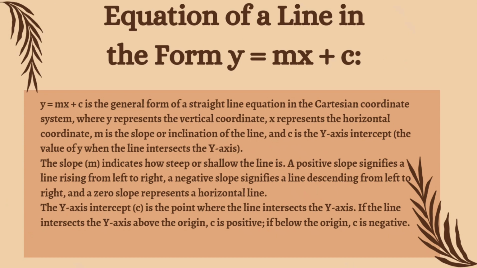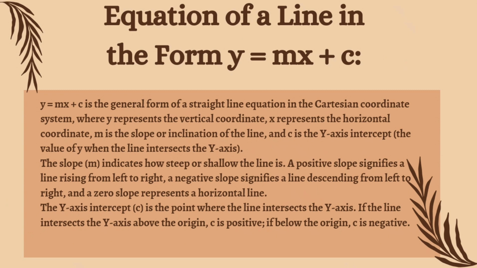y = mx + c is the general form of a straight line equation in the Cartesian coordinate system, where y represents the vertical coordinate, x represents the horizontal coordinate, m is the slope or inclination of the line, and c is the y-axis intercept, the value of y when the line intersects the y-axis.